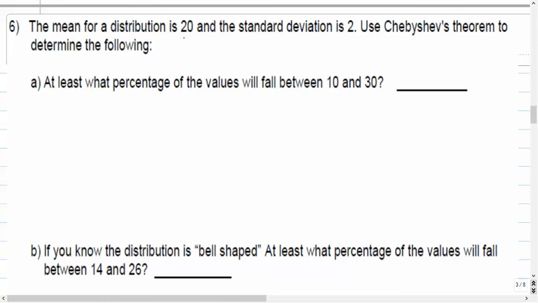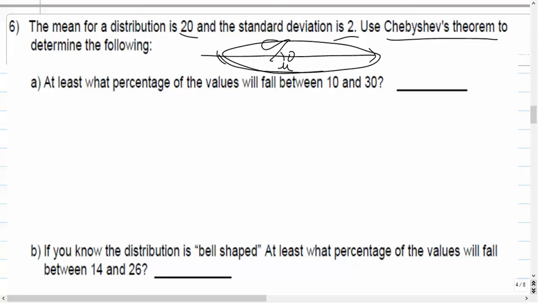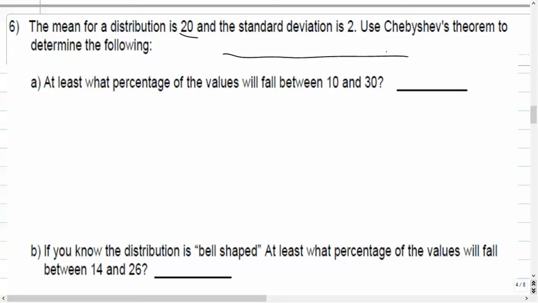Number 6, the mean for a distribution is 20. The standard deviation is 2. And we want to work with Chebyshev's theorem to determine the following. Okay, what is Chebyshev's theorem? Basically, Chebyshev's theorem tells us the proportion of data that is going to be within so many standard deviations of the mean. Okay, so it gives us an interval centered at the mean.